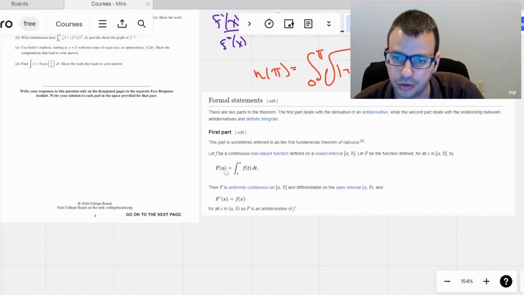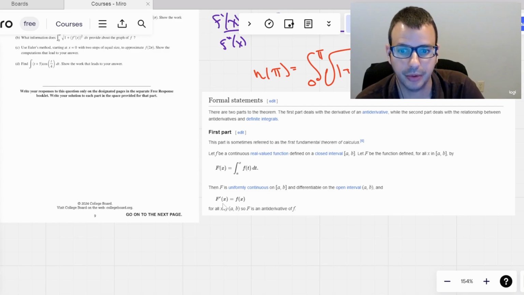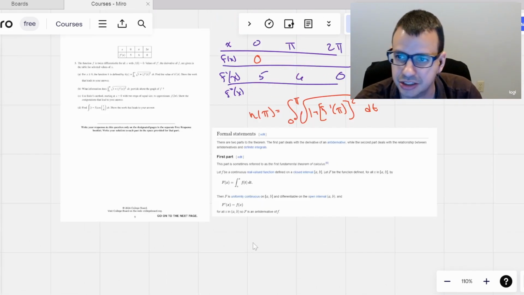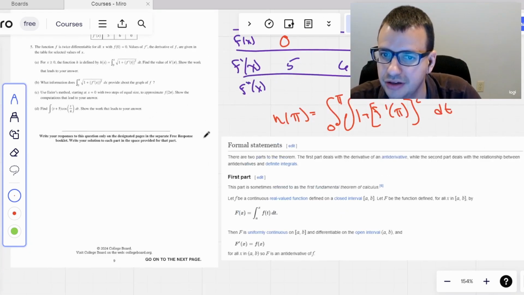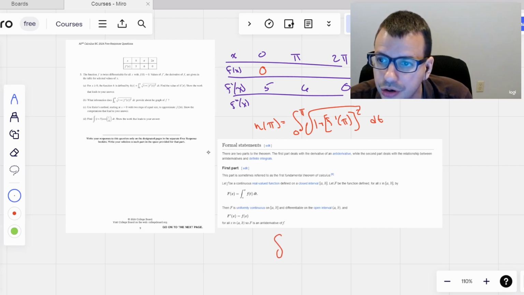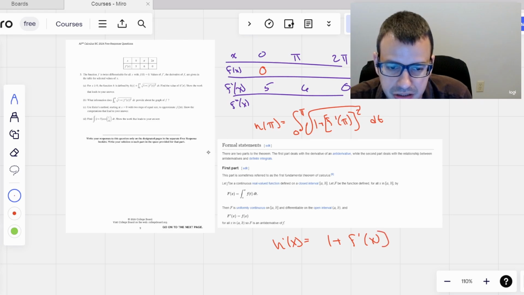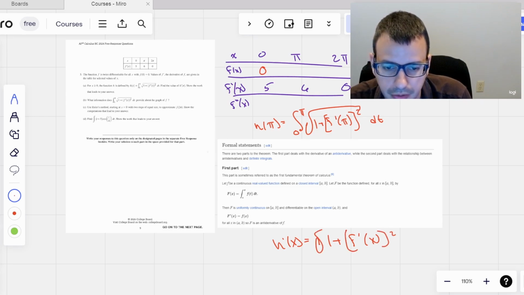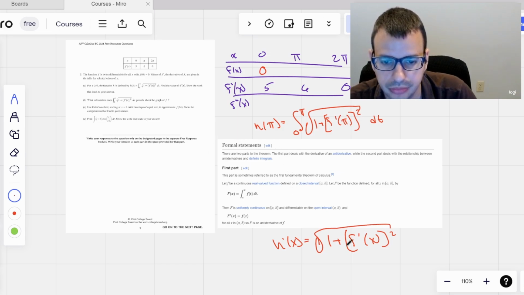This right here. So f of x equals this. That's kind of the format we have. The derivative of the left side equals, basically just plug in the x. And we also have to multiply by the derivative of x, but since we're just going straight to x, it just is 1. So I'm going to say that h prime of x equals the square root of 1 plus f prime of x squared. Yes.